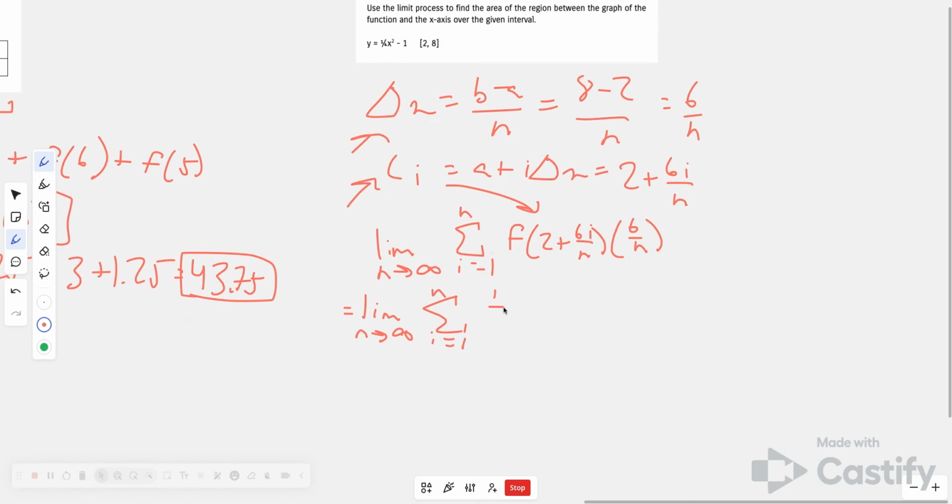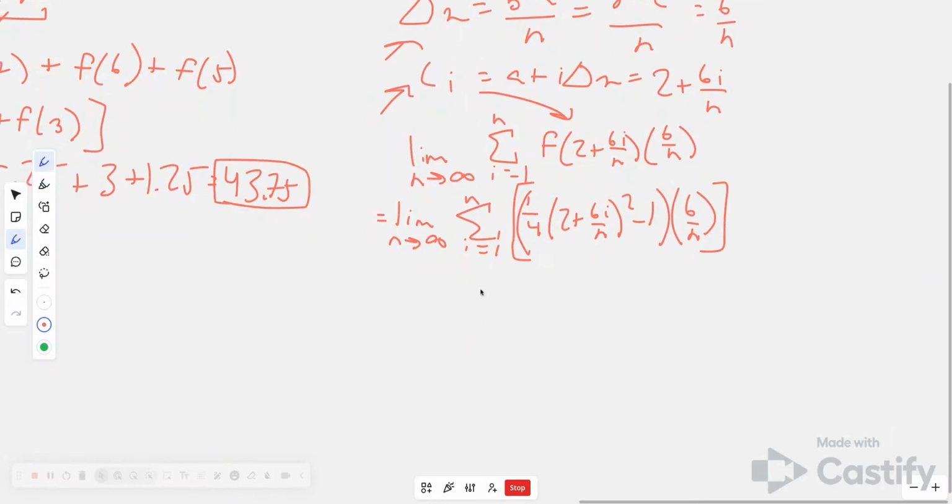So it's 1/4 times (2 plus 6i over n) squared minus 1, times 6 over n. Okay, now we just have to continue simplifying this while we're still carrying our notation through.